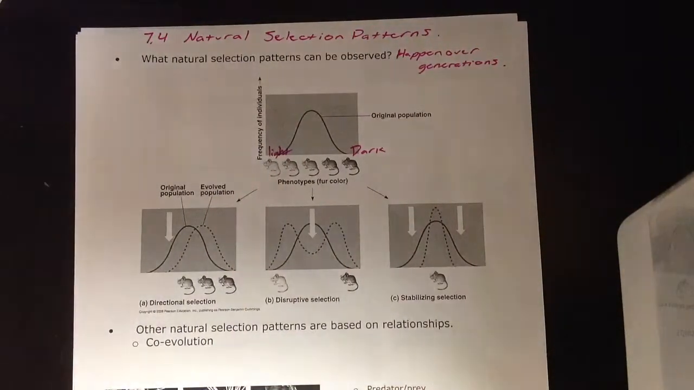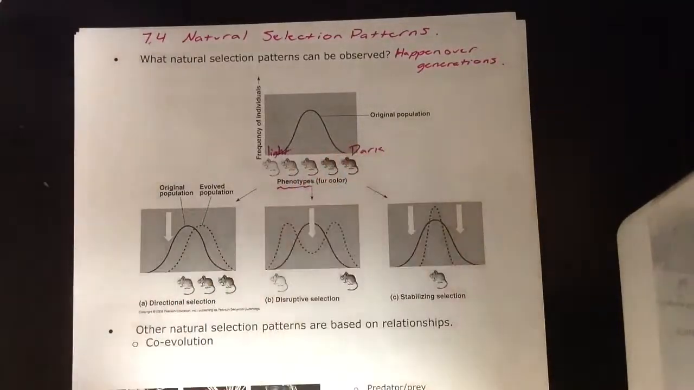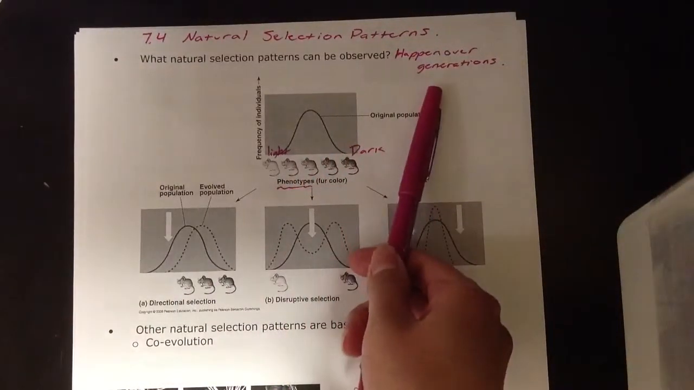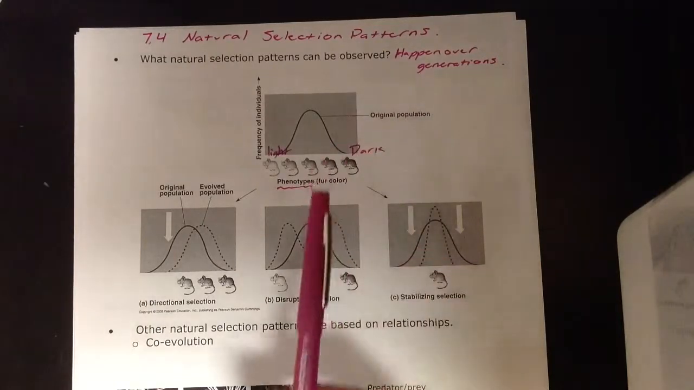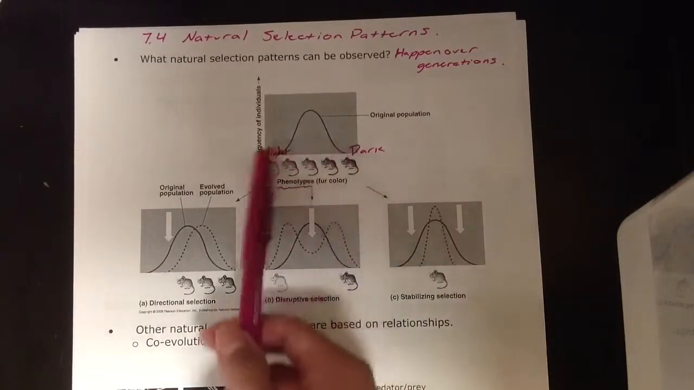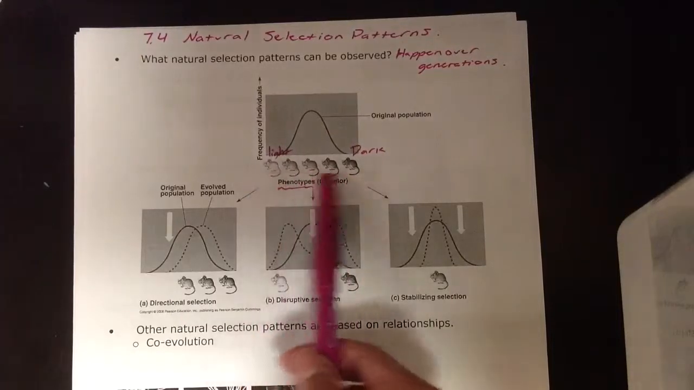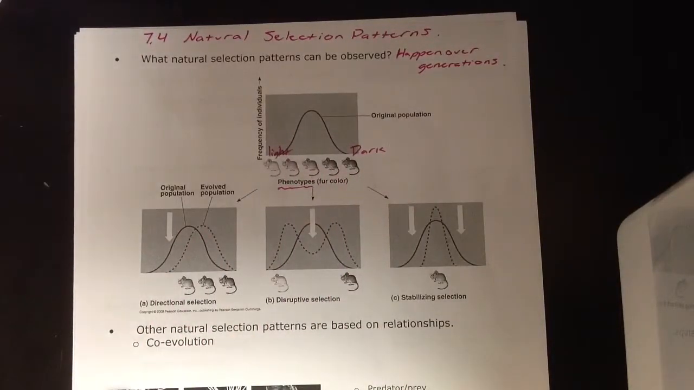So in section 7.4, we're going to be looking at some patterns that are created as natural selection occurs in a population. So what patterns can we actually observe? The first thing that we need to keep in mind when we're thinking about natural selection and patterns that we can see in the phenotypes of an organism is that it does happen over generations. For more simple organisms such as mice and the color, the phenotype of the mice, this can be a really quick process and something really easy to observe.